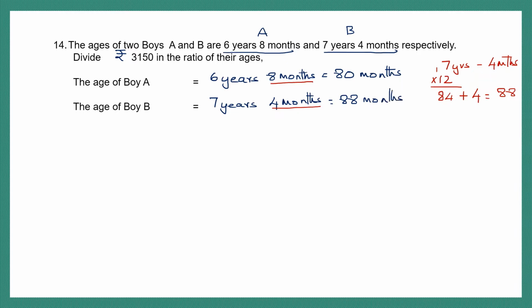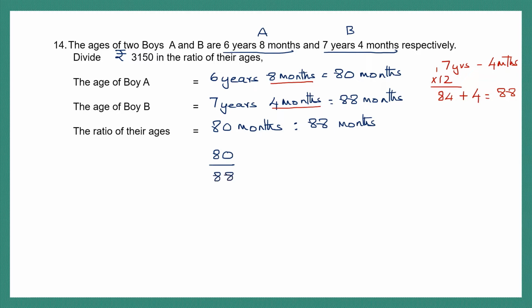So we have converted the ages to months. Now we need to find the ratio of their ages. So that will be 80 months is to 88 months. So first step is we write it as a fraction, 80 by 88. Now we're going to divide it with a common factor to reduce it to the lowest term. Let's divide it by 8. So that becomes 8 tens are 80 and 8 elevens are 88. So the ratio of their ages is 10 is to 11.